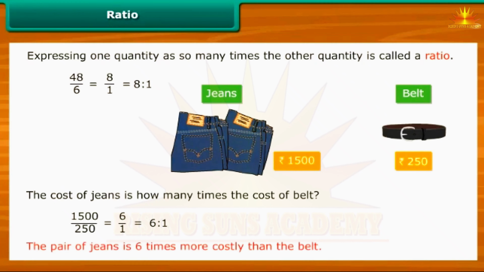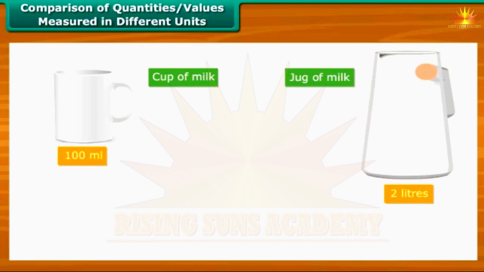Comparison of quantities, values measured in different units. Vinita has 100 milliliter of milk in a cup and 2 liters of milk in a jug. 100 is greater than 2. Can we say that the quantity of milk in the cup is greater than the quantity of milk in the jug? No. The reason is, the two quantities are measured in 2 different units and hence cannot be compared.